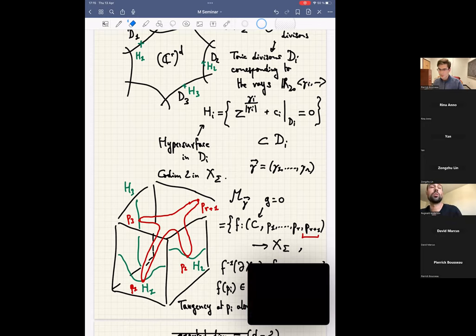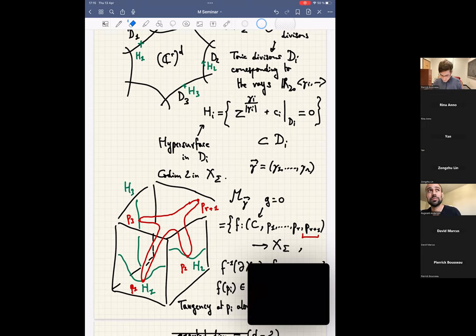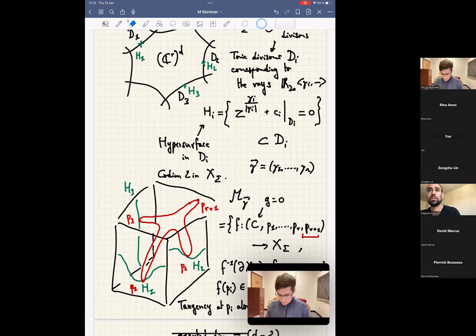Yeah, can I ask, in this toric setup, what's the invariant space for the wall crossing? Is that in the secondary fan? Yeah, so here, these trees, the tropical curves, really live simply in the fan of the toric variety, the ordinary fan.